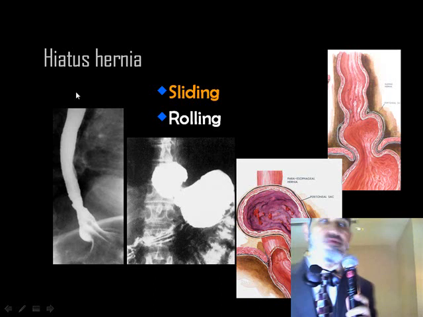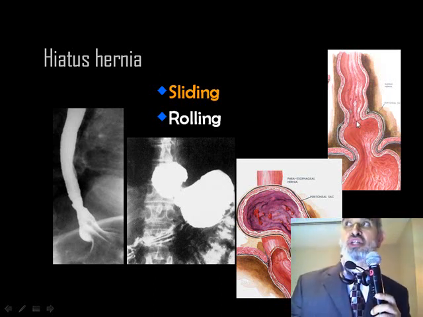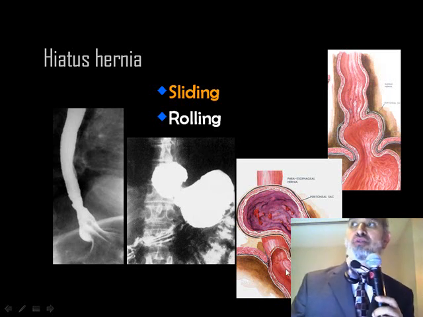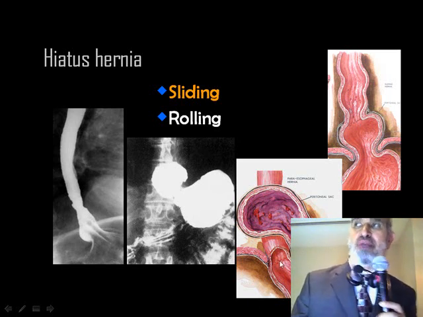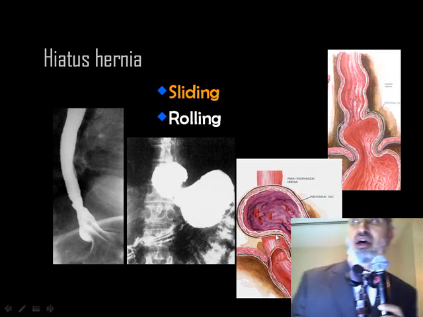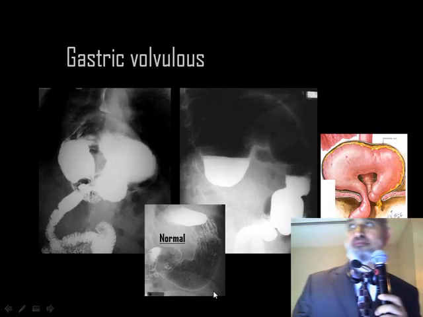You know that we have two types of hiatal hernia: the sliding one, where the gastroesophageal junction is above the diaphragm, and the rolling one, where the gastroesophageal junction may be below the diaphragm, but part of the stomach is herniating beside the esophagus. And this is relatively rare compared to this one, which is very common.